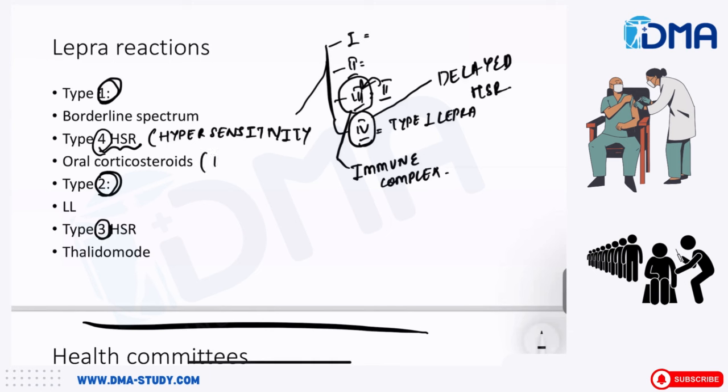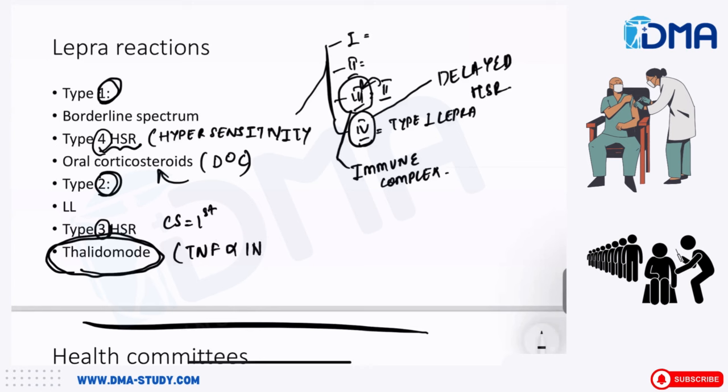So what is the drug of choice here? Drug of choice is corticosteroids in type 1. In type 2 also, corticosteroids are used as the first line drug. One more drug you have to remember is thalidomide. What is thalidomide? Thalidomide is a TNF-alpha inhibitor.